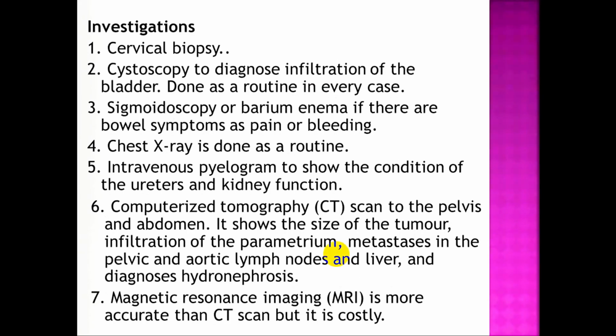Investigation. Cervical biopsy; cystoscopy to diagnose infiltration of the bladder, done as a routine in every case; sigmoidoscopy or barium enema if there are bowel symptoms such as pain or bleeding; chest X-ray is done routinely; intravenous pyelogram to show the condition of the ureters and kidney function; computerized tomography CT scan of the pelvis and abdomen. It shows the size of the tumor, infiltration of the parametrium, metastasis in the pelvic and aortic lymph nodes and liver, and diagnoses hydronephrosis. Magnetic resonance imaging is more accurate than CT scan, but it is costly.